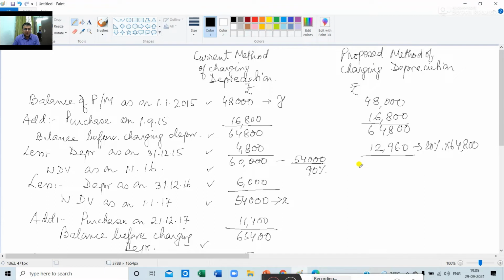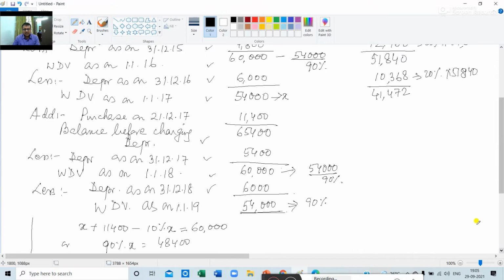So what is the written down value as on 1st January 2016? This is 51,840. Then you have to charge depreciation at the rate of 20%, so 10,368. So this is 20% on 51,840. So the written down value as on 1st January 2017 is 41,472. Now there was an addition of 11,400, and the closing balance before charging depreciation is rupees 52,872.